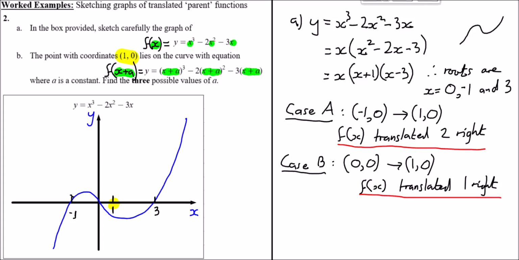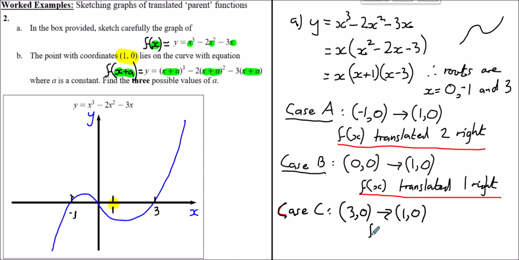The third case, these cases have been the graph moving forward. However, it could be that this root here, 3, moves 2 backwards like this. 3 could move 2 backwards to the 1. And that's the third option. So let's call that case C. Oops, change that to a black pen. So case C is that the point 3, 0 moves back to 1, 0. In other words, that's f of x translated 2 to the left.